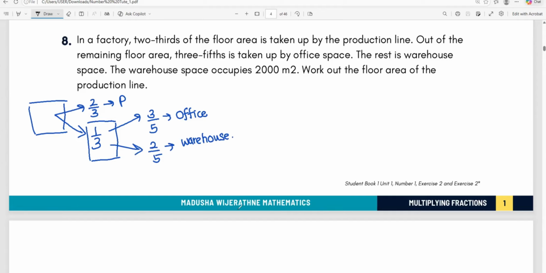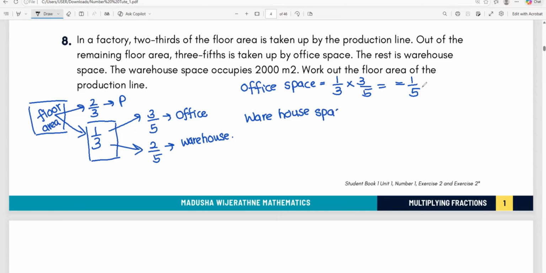Now we'll first find the area of the office from the original space, the initial floor area. This is the total floor area. Office space is 1/3 times 3/5. It's 1/5. Then the warehouse space: from 1/3 remaining, amount 2/5. It is 2/15. The rest is warehouse space.